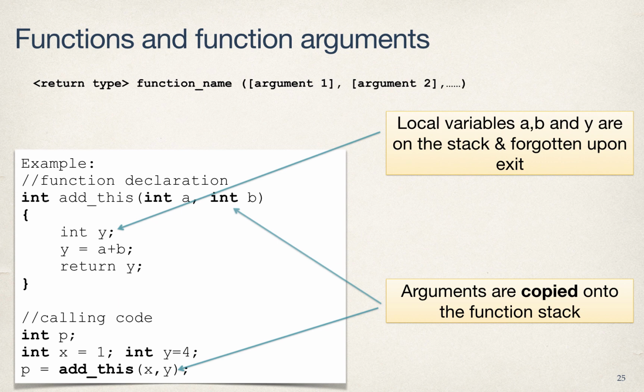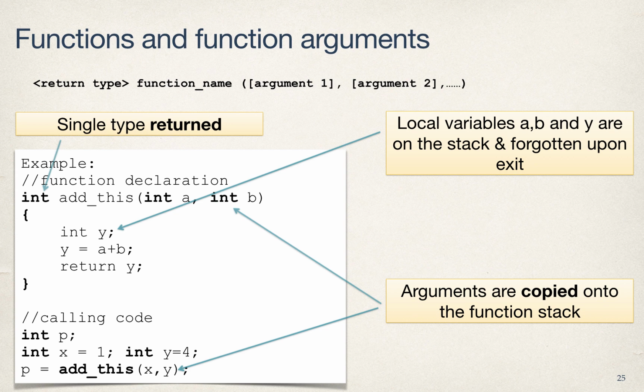All right, local variables a, b, and y are on the function stack, and it only exists for the scope of the function. Once you hit the return and leave this curly bracket region, they are inaccessible. They're forgotten. They're never deleted, they're forgotten. And note we are returning a single data type because that's how C functions work.